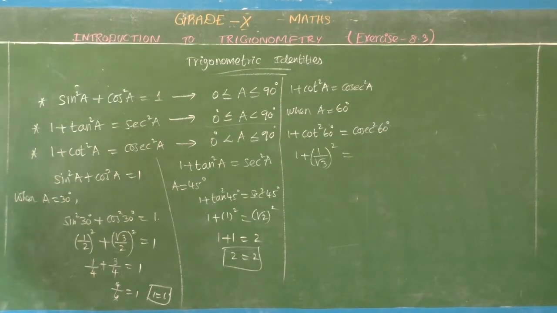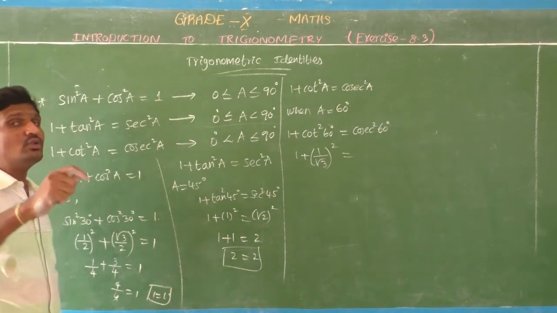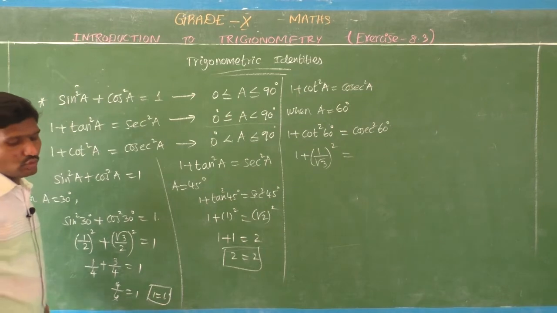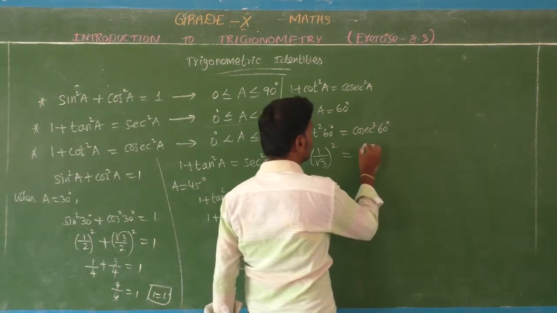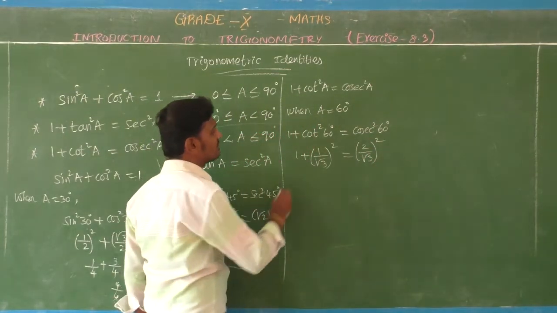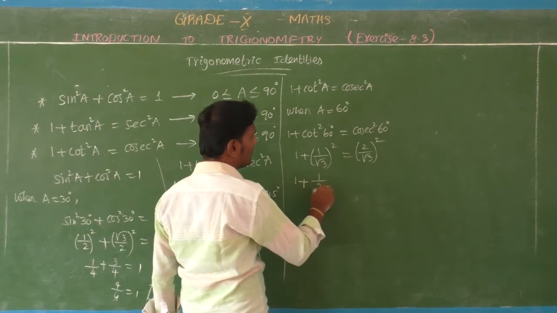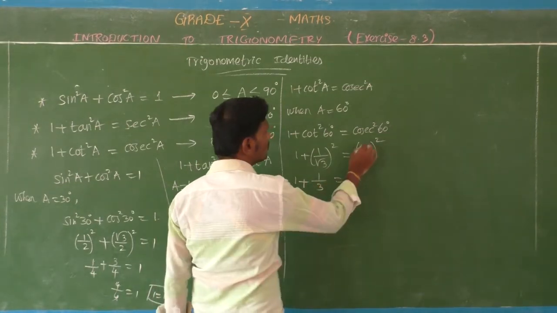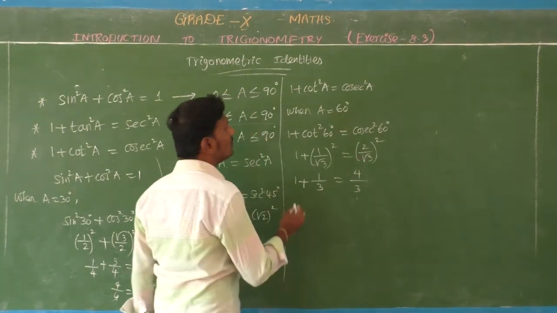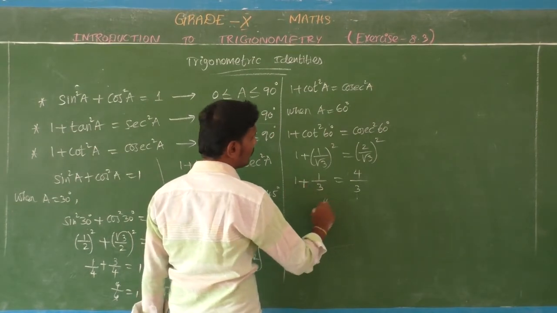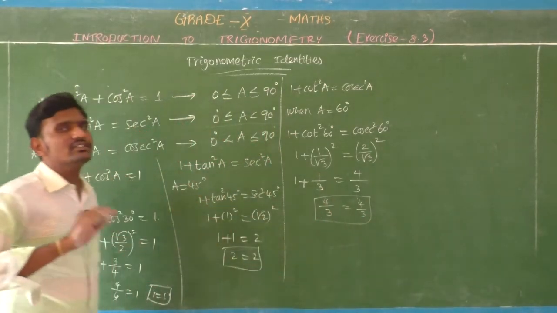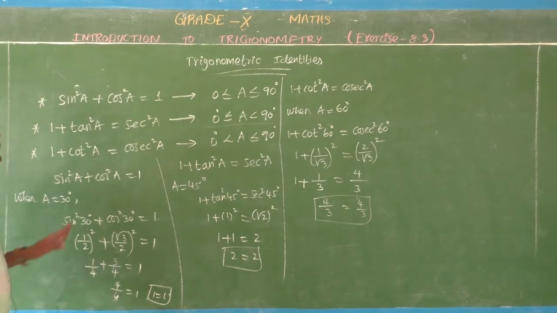Sin 30 is 1 by 2. Sin 60 is root 3 by 2. Now cosecant 60, which is equal to 2 by root 3, will come. So 2 by root 3 the whole square. Now I am going to expand 1 plus 1 by root 3 the whole square, which will come to 1 plus 1 by 3. And 2 square is 4, root 3 the whole square is 3. Now adding, 1 threes are 3, so 3 plus 1 is 4. So 4 by 3 equals 4 by 3. So this identity also is satisfied. Have you got it, children?